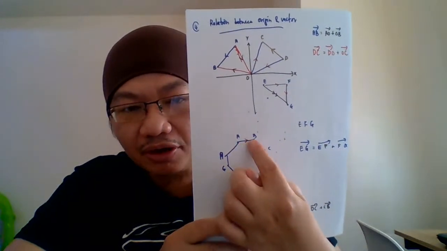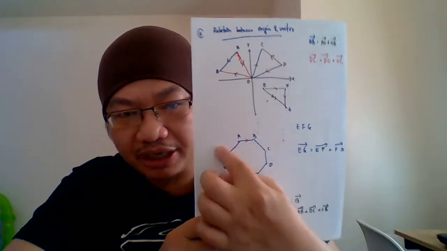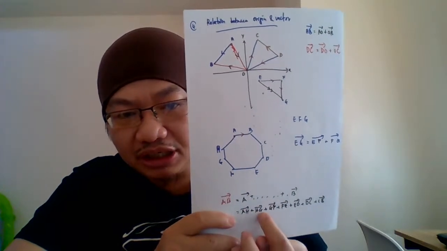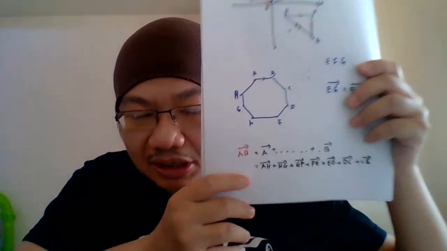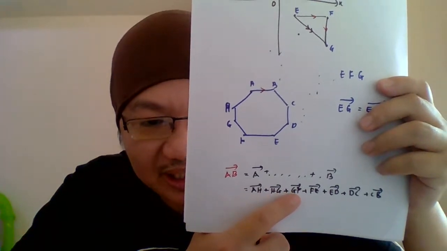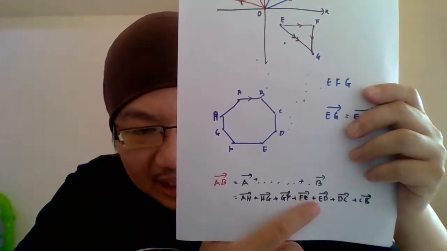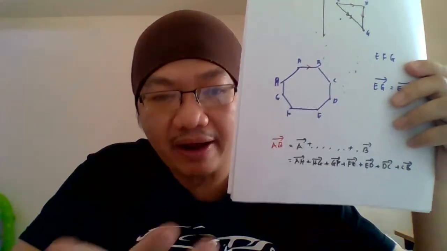So now, for A going to B, I must start from A to H. A going to H, H going to G, G going to F, F going to E, and so on. You see here, the huruf in the middle, H, they are cancelling. And then G, they are cancelling. F, cancelling. E, cancelling. D, cancelling. C, cancelling. So what is the huruf left here?